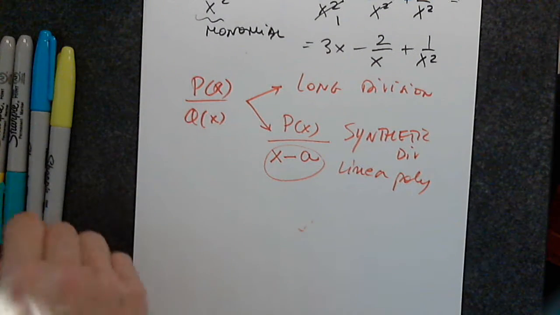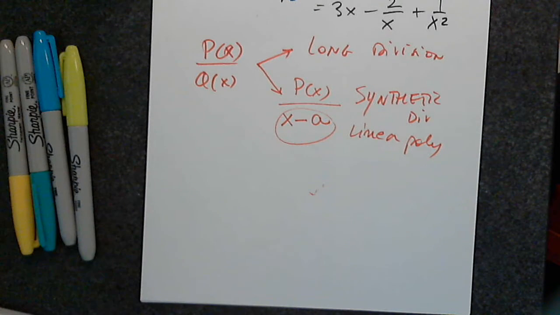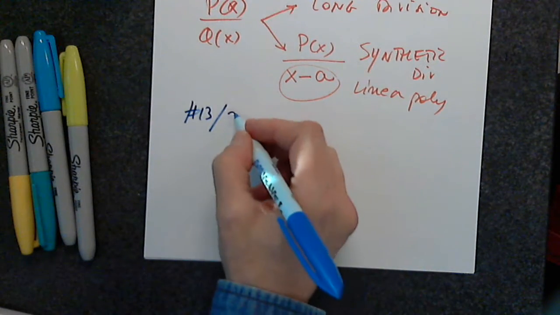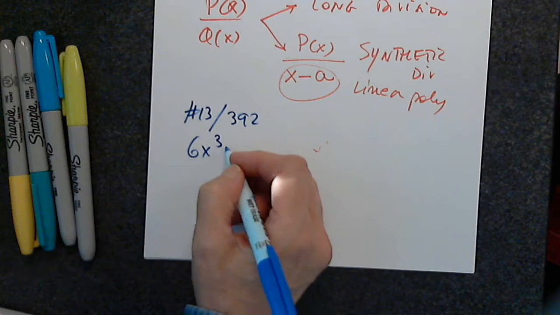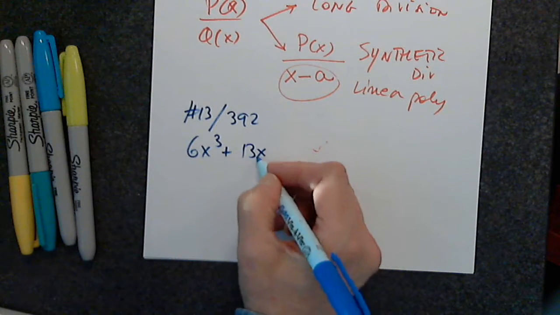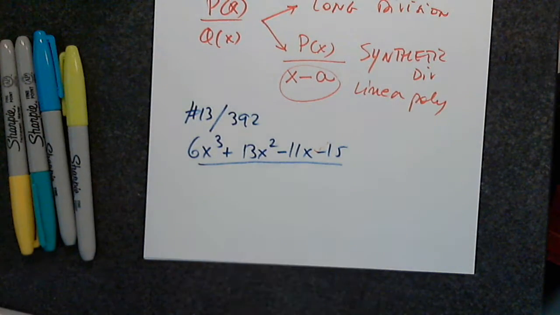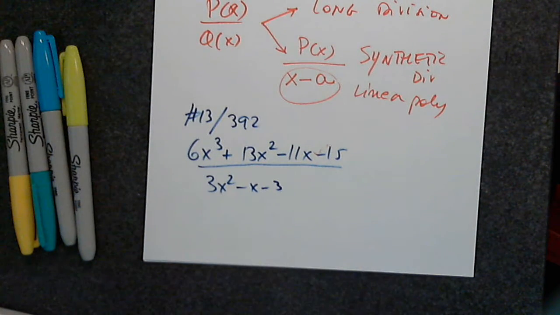So let me refresh your memory on the long division first. And I'm going to pick a problem from your book. And you can choose. Feel free to choose if you want to. Let's start with, let's say, 13 on page 392. And that is 6x cubed plus 13x squared minus 11x minus 15, everything divided by 3x squared minus x minus 3.